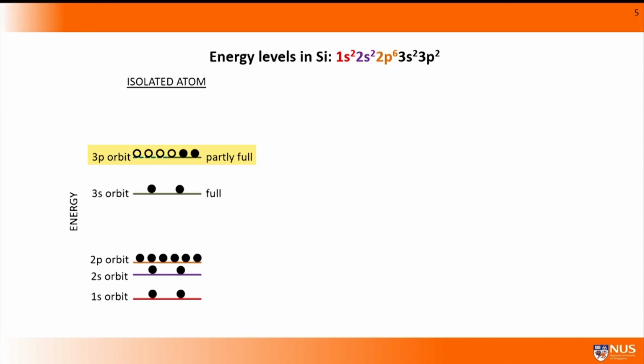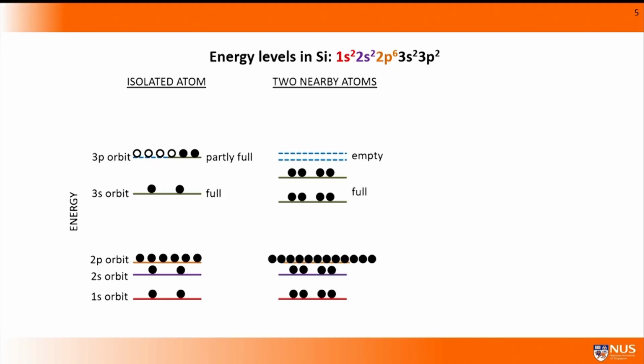And it's worth pointing out that the 3p orbit is not completely full. There's room for 4 more electrons. In total, silicon, which has atomic number 14 on the periodic table, has 14 electrons, and there are 4 openings in its outermost orbit. Now let's consider the situation where we would have, hypothetically, 2 atoms of silicon near one another.